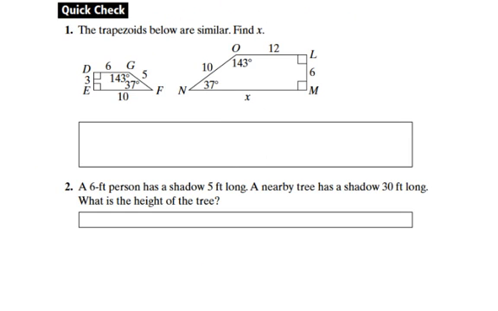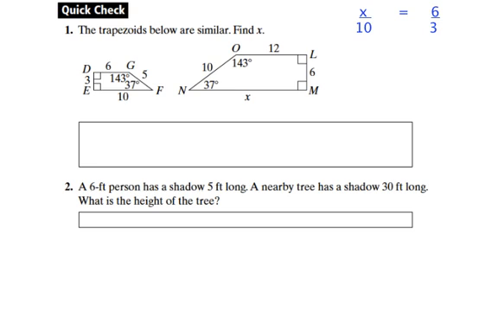In number 1, the trapezoids below are similar. We have to find the value of x. So we're going to set it up as a proportion. Well, x, which is NM, is similar to EF or FE, which is 10. So you're going to write x over 10 for your first ratio. Then you can just take any other side that is corresponding for each. So I'm going to use LM and DE. So we have x over 10 equals 6 over 3.